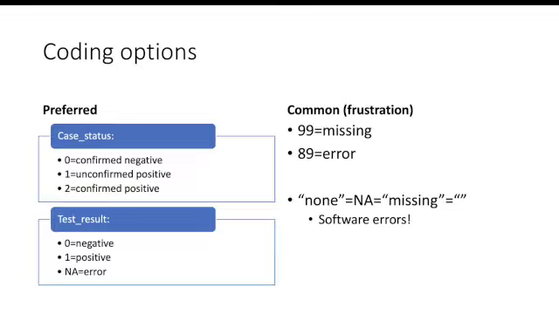Now, a preferred coding style would be that if it's a negative or a positive or a no or a yes, negative, no are generally 0. 1 is generally yes or true or positive. In the case of case status, if you have an unconfirmed positive and a confirmed positive, you can have 1 is unconfirmed, 2 is confirmed. That means that 0, 1, and 2 are in the correct order as far as how sure we are that they are positive.